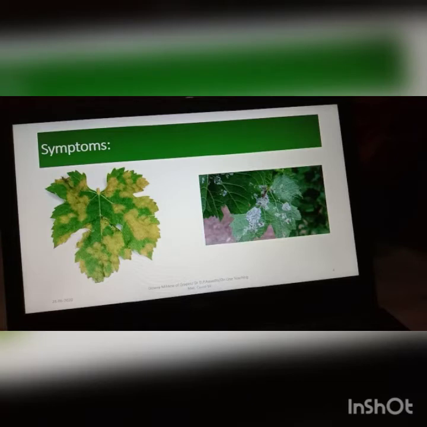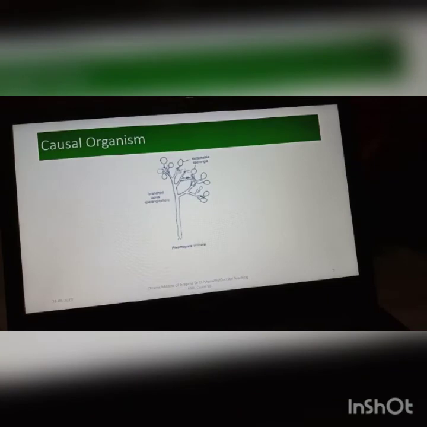Infection of berries occurs in the early stage of their development. Fungal growth is visible on the surface. Sometimes we can see the fungal growth on berries also. Now, this is the causal organism, Plasmopara viticola. So, we all know this one is the asexual stage of the fungus Plasmopara viticola.